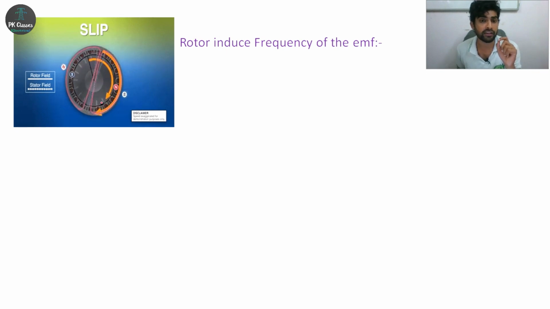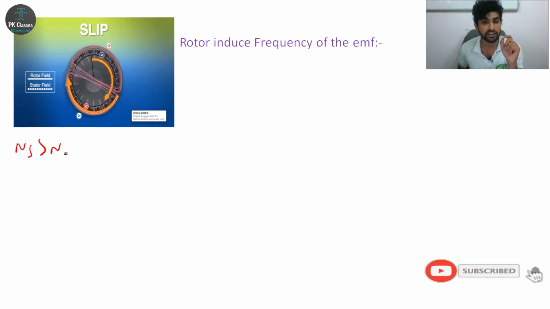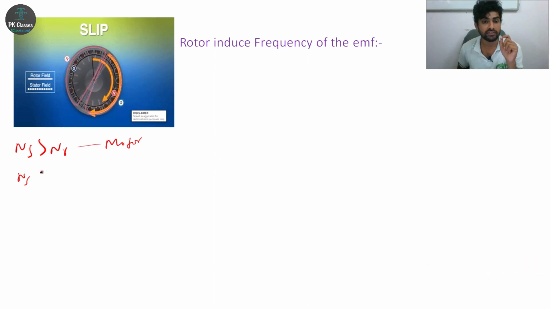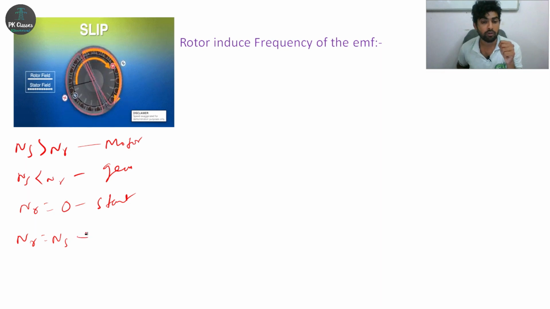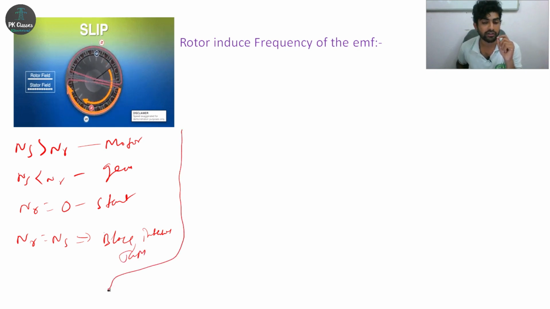See here, the rotating magnetic field is faster than the rotor speed. So for motoring, Ns is always greater than Nr. Keep it in your mind. This one is motor, and if Ns is less than Nr, you can say generator, induction generator. If Nr is equal to 0, it is the start condition, the rest or stationary position. Nr equal to Ns is the blocking, interlocking or jam condition. The rotor conductor will not produce any induced EMF because of the blocked or jam condition. You can write this in your significance also.